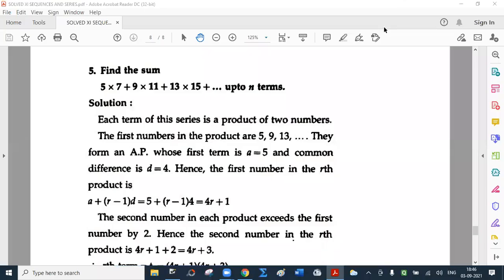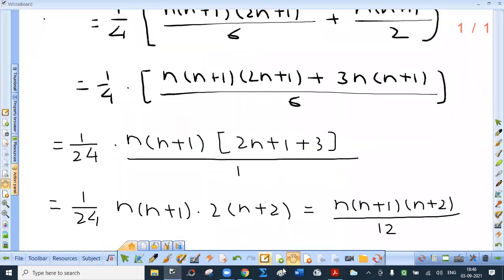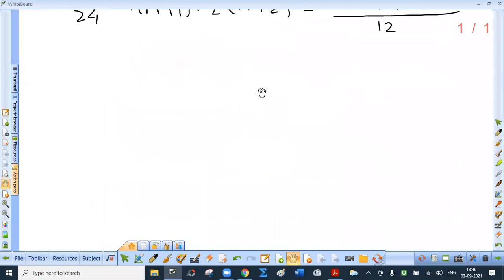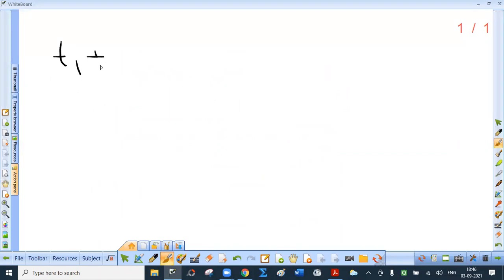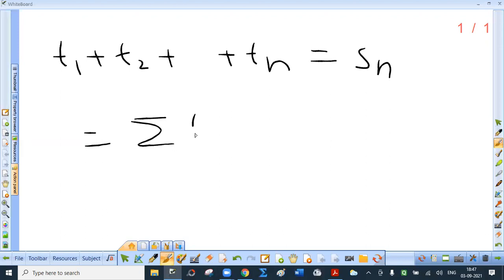Fifth one, find the sum 5 into 7 plus 9 into 11 plus 13 into 15 up to n terms. See here you will notice that each term is a product of two numbers. And one more thing, we are not given the general term, maybe nth or rth. See, you should know that we are asked to find T1 plus T2 plus T3 up to Tn, which is nothing but Sn. Now Sn is sigma Tr.